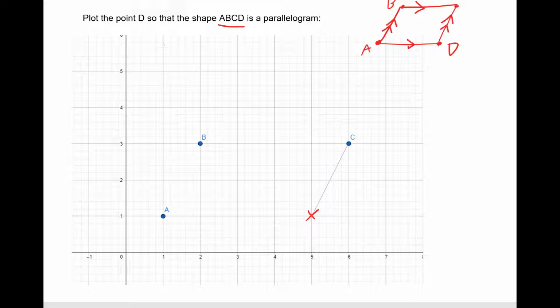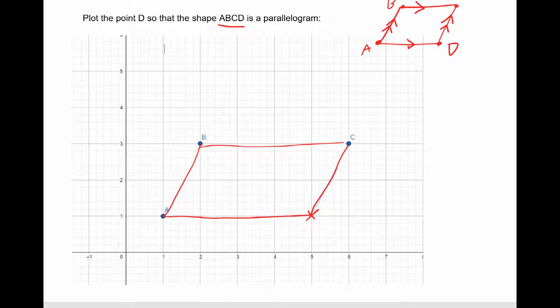Now we can see that if I join up A to B, B to C, and then C to the point that I've just drawn, and then back to A again, we have a nice parallelogram. So I'm going to call that point D, and the coordinates of D are across 5 and up 1. So we say D, open bracket, 5, 1, close bracket.